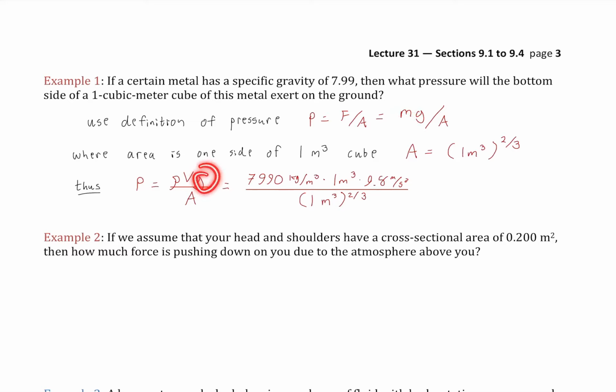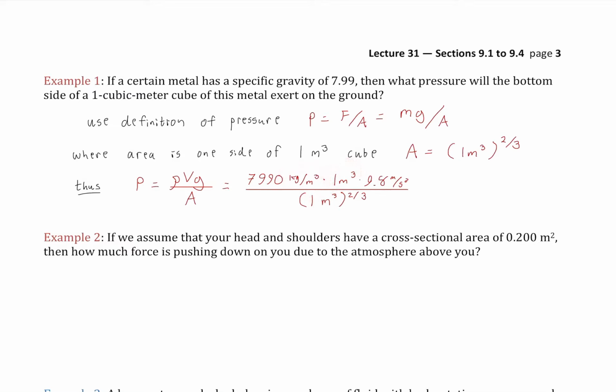And of course you multiply by g because we want a force, not a mass, and we divide by area, okay? And then here I've just plugged in the numbers. I changed my specific gravity of 7.99 to actually units of kilograms per cubic meter by just multiplying by the density of water. That's how my specific gravity became 7,990 kilograms per cubic meter.